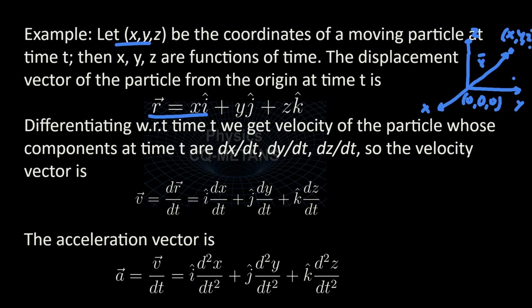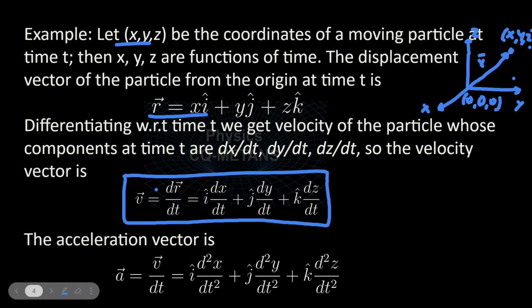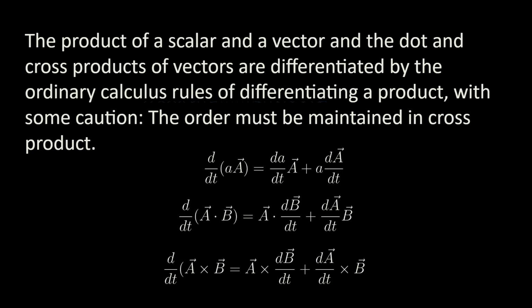Now if we differentiate this displacement with respect to time, we get the velocity vector with the components dx by dt along the x direction, dy by dt along the y direction, and dz by dt along the z direction. So the velocity vector is given by this. Now if we further differentiate this, we will get the acceleration. So acceleration is equal to dv by dt, sorry, the d was missing over here. If we just differentiate this, we get d2x by dt square i cap plus d2y by dt square j cap, and so on and so forth.